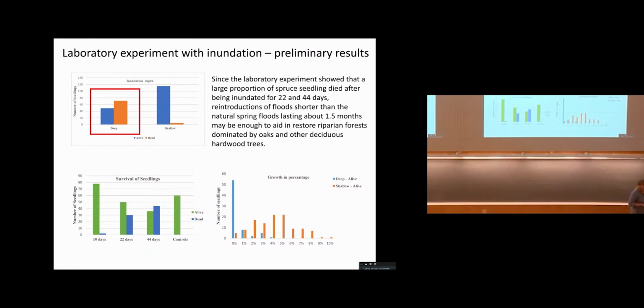So, we see that we started to kill off little spruce plants after 22 and 44 days. There is a possibility that we will actually be able to introduce floods that are shorter than the suggested ones to restore riparian forest. But this is a laboratory experiment. We will now go out in the field and do a field experiment on the same thing.